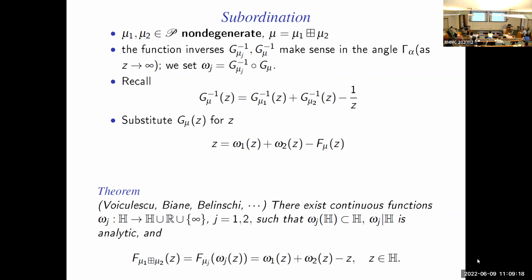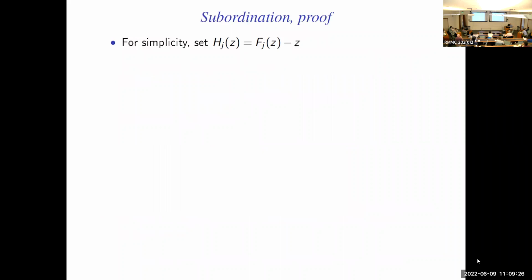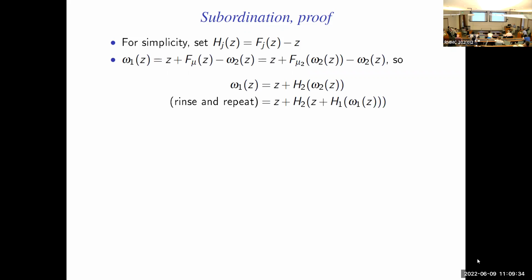But let me get to my fourth proof here, okay? Because it's time to prove it. So for simplicity, let's denote by big Hj of Z the function Fj of Z minus Z. And supposing the problem solved, as we said in elementary school, I noticed that omega 1 of Z is Z plus F mu of Z minus omega 2 of Z.